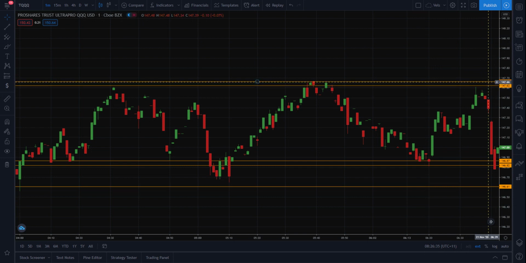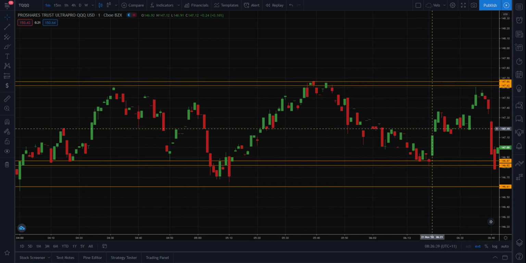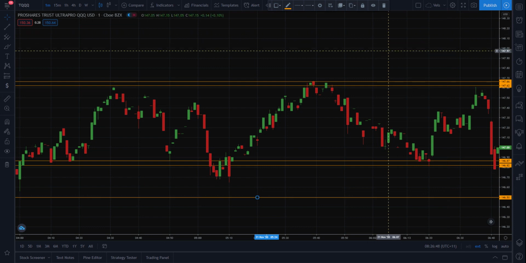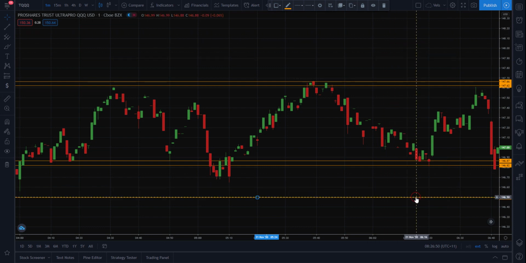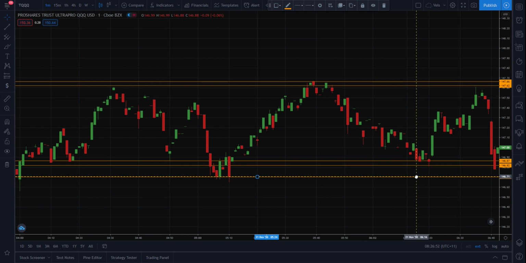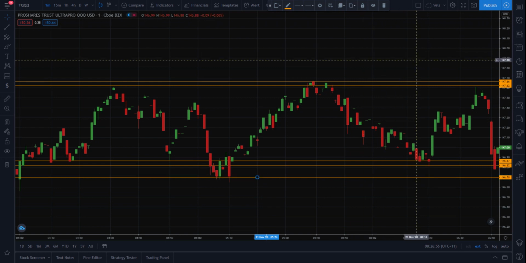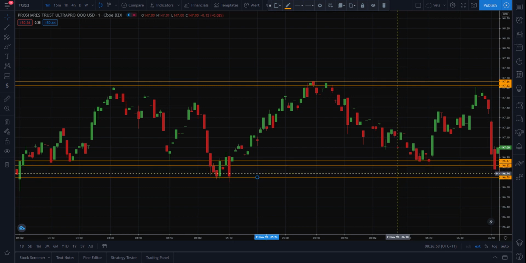If it doesn't go to plan and it breaks this pattern, this horizontal pattern, we're going to sell at $146.60. You may choose to make that $146.50. We may choose $146.70. That's up to you. But the closer your stop loss is to your buy point, the higher the chance you're going to get tagged out.